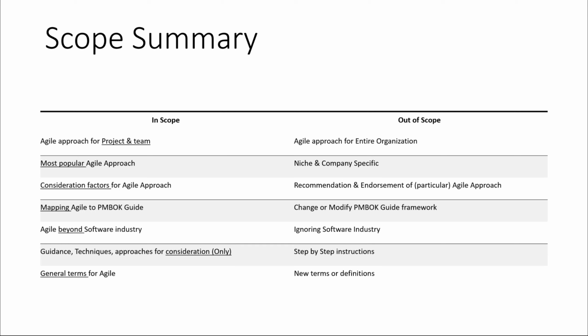Out of scope: implementing agile throughout the organization or creating agile programs, coverage of niche approaches, company-specific methods or incomplete lifecycle techniques, recommending or endorsing a particular approach or practice, change or modification to PMBOK guide processes and/or knowledge areas, removal of software industry influence on agile approaches. Note that software is included in this practice guide even though the use of agile is growing in many other industries beyond software. Also out of scope: prescriptive step-by-step instructions on how to implement agile in projects or organizations, new terms and/or definitions.